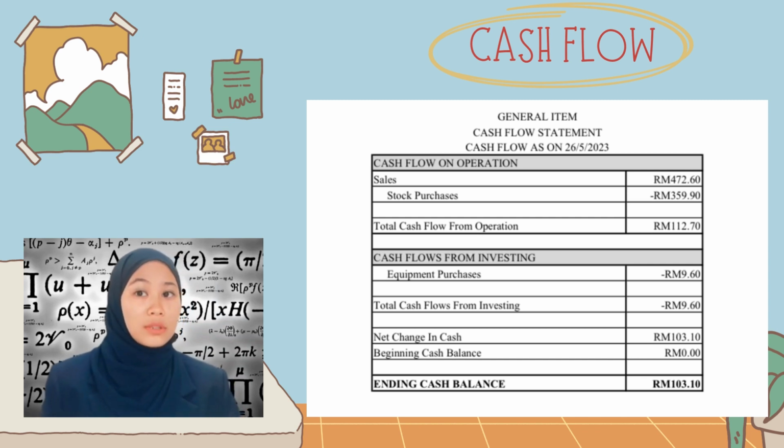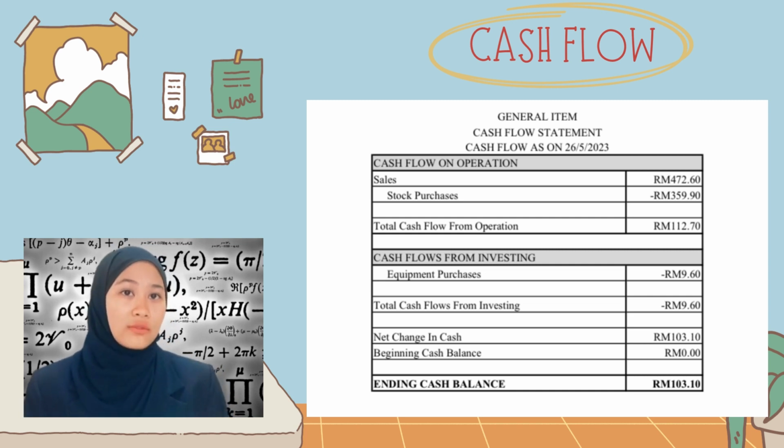Now let's look at the cash flow of our general item department. The first one is cash flow on operation. Our sales is 472 ringgit and 60 cents, and our stock purchases is 359 ringgit and 90 cents, and our total cash flow from operation is 112 ringgit and 70 cents.